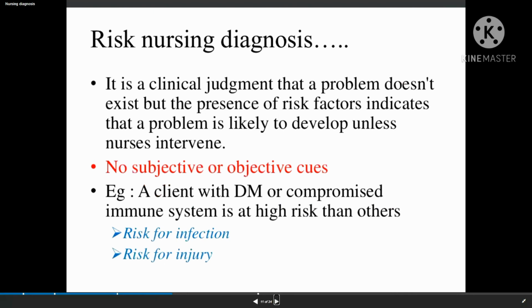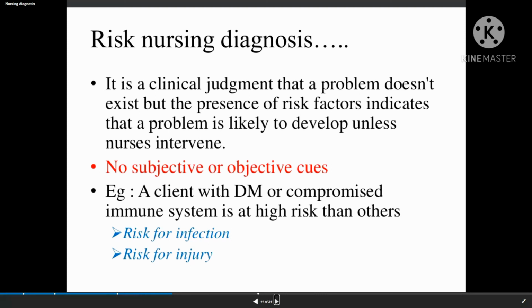Next is the risk nursing diagnosis. It is a clinical judgment that a problem doesn't exist, but the presence of risk factors indicates that a problem is likely to develop. There are possibilities that the problem is likely to develop. It is not present at the moment.